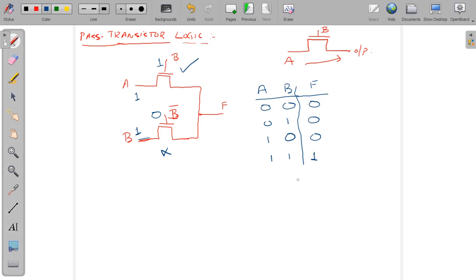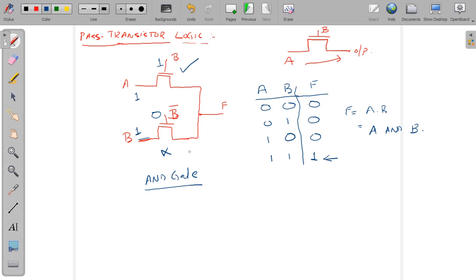Okay, right. And what is this truth table indicating? That F is equal to, look at this condition, the last case, A dot B, that is A and B. So I can write that this is a circuit of AND gate, which is being constructed using pass transistors, using NMOS pass transistors, right.